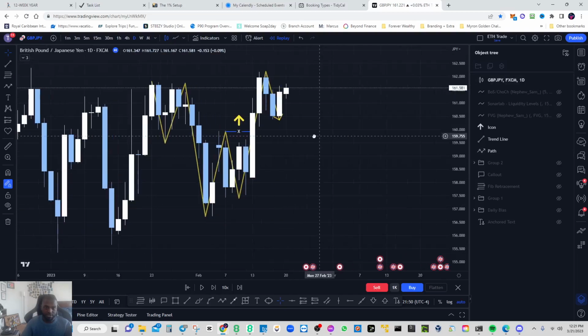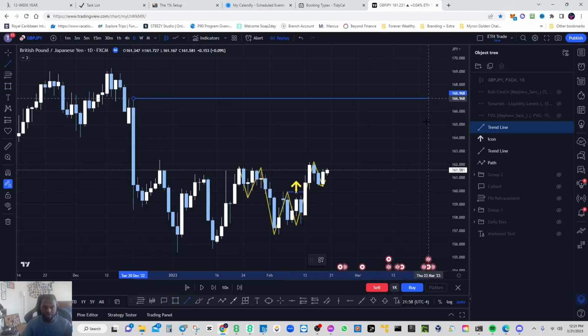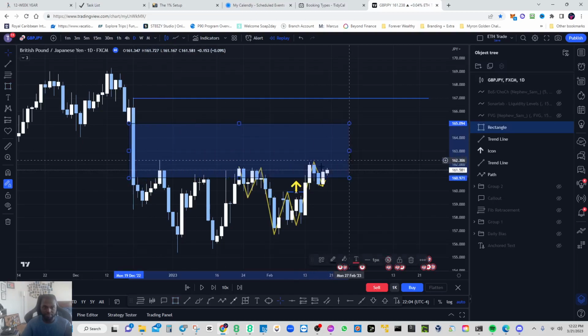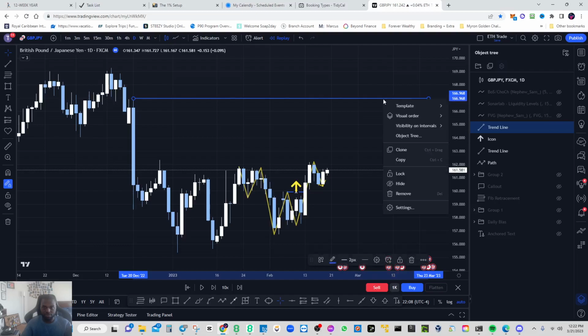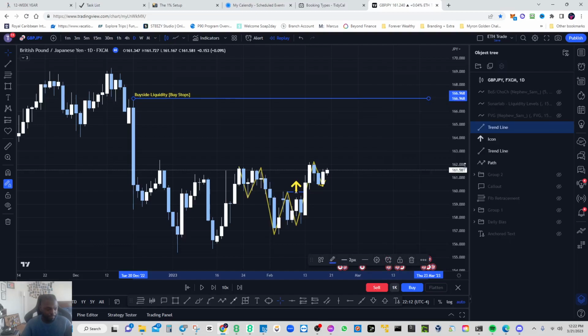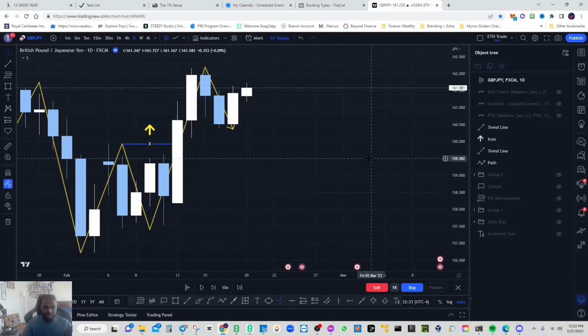Now what I like to do also is draw where liquidity is, where price is possibly going to pull towards. So we have liquidity up here, and then we also have that fair value gap. It's been filled, but not 100%. But I'm just going to draw this liquidity right here. Okay, buy side liquidity.